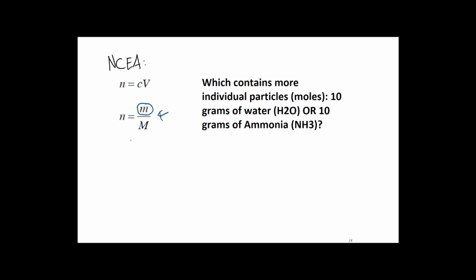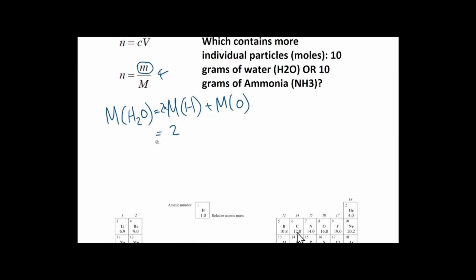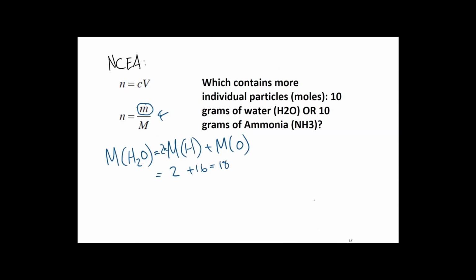The actual mass, the gravitational mass, is the same. It's 10 grams for both. The difference is going to be in the molar mass. So the molar mass of water, H2O, is going to be 2 times the molar mass of hydrogen plus the molar mass of oxygen. Well, the molar mass of hydrogen is 1, so 2 times 1 is 2. The molar mass of oxygen we've done several times already before. It's 16. So the molar mass of water is going to be 18.